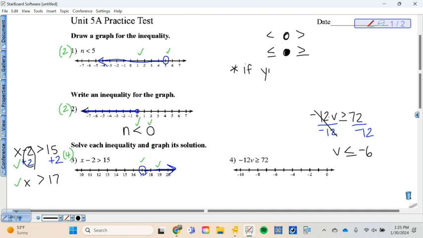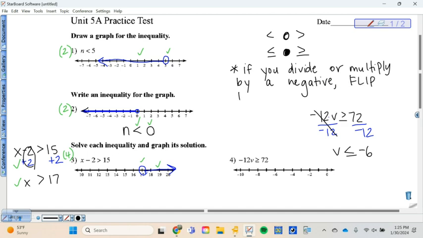If you divide or multiply by a negative, we need to flip the inequality. Right? It goes from greater than to less than. And, right, that's 2 of the 4 points.